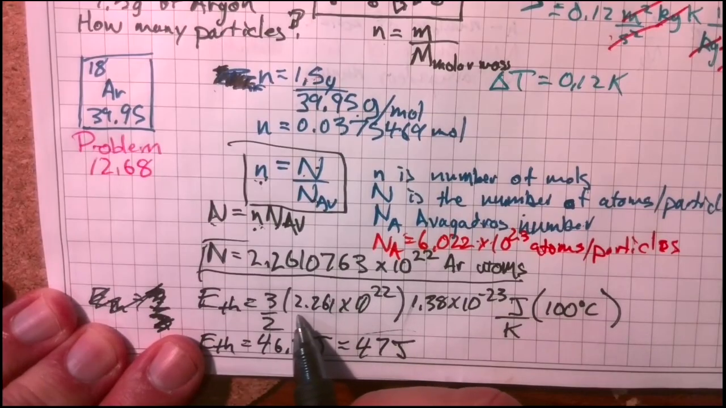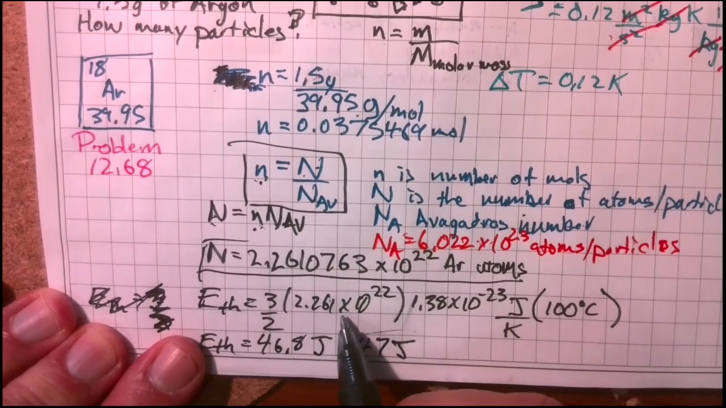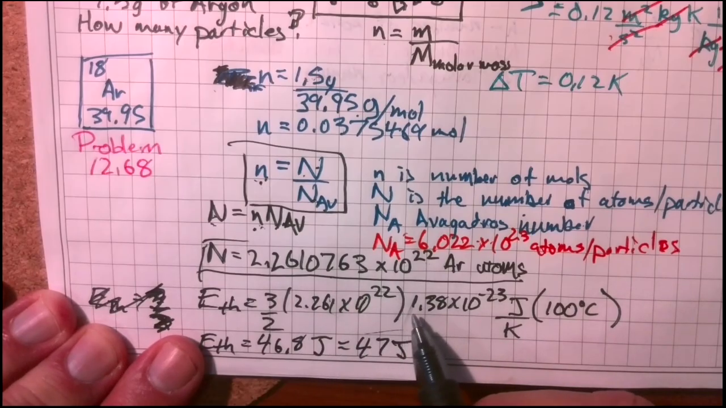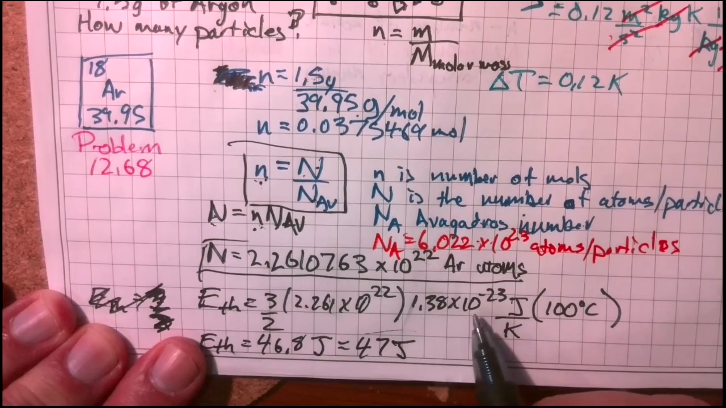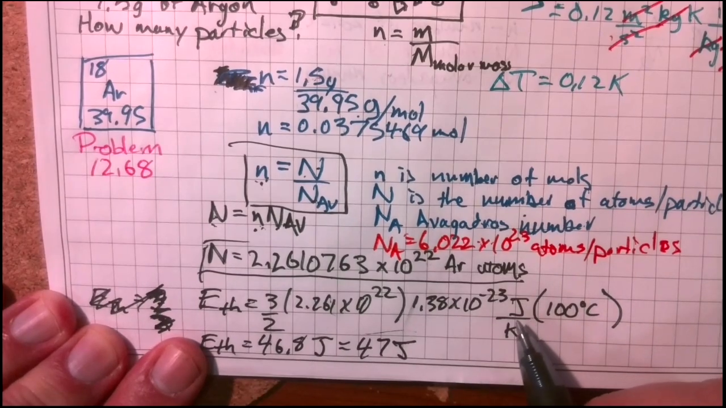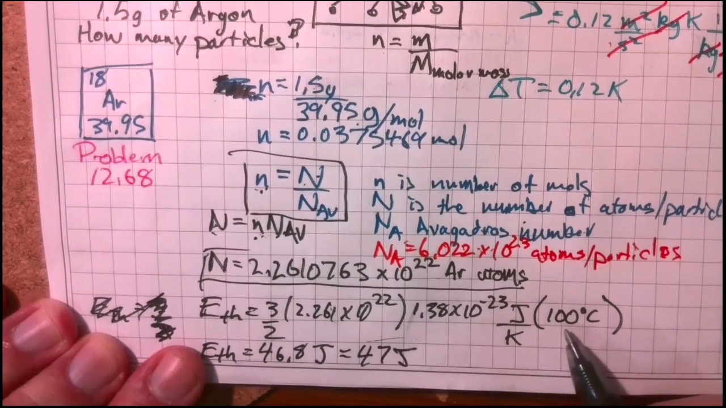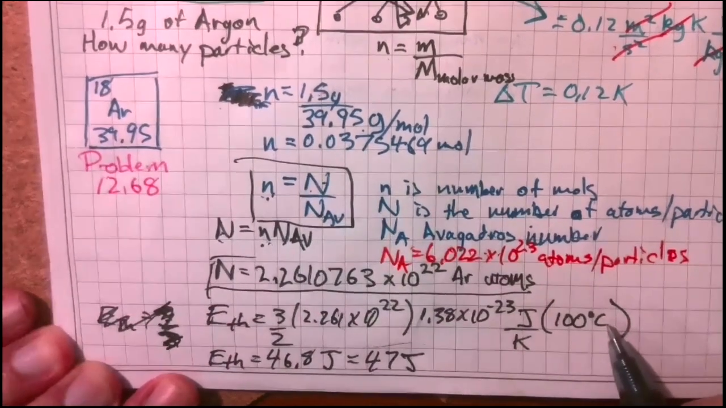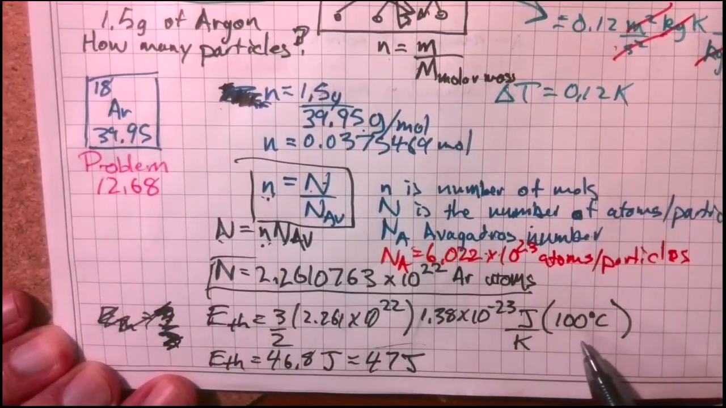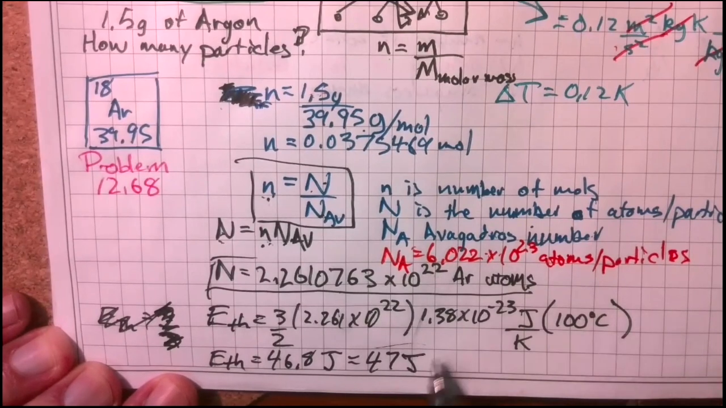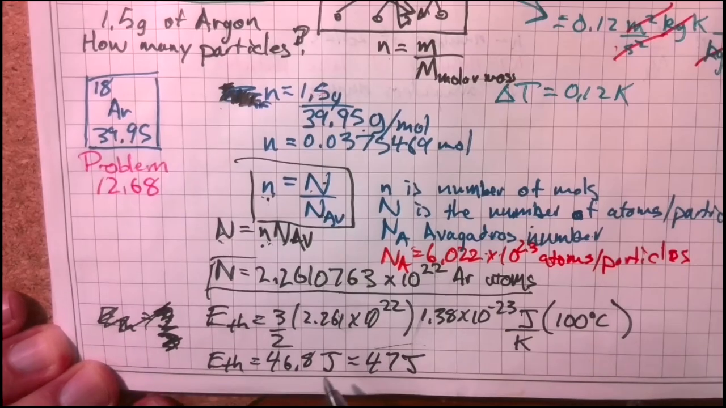So to get the thermal energy, it's 3/2 times the number of particles, N, 2.261 times 10 to the 22nd, times the ideal gas constant, 1.38 times 10 to the minus 23 joules per Kelvin, times our temperature change, so 100 degrees C. This is how much the temperature of our gas changed in this enclosed container. That gave us a very reasonable answer of 46.8 joules, or 47 joules.